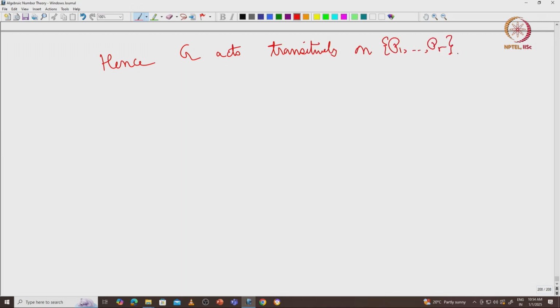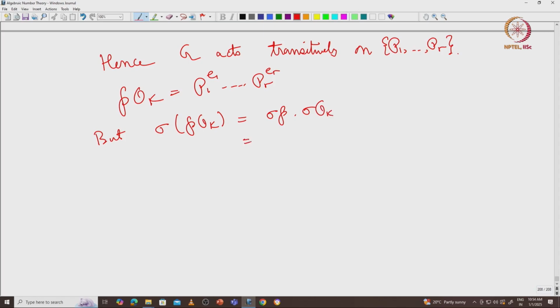So this was the first part of the theorem. Now if you take P OK, this is P1 to the E1 and so on up to PR to the ER. But sigma of P OK is the same as sigma of P times sigma of OK, but they are both invariant under sigma. So this is P times OK. Hence E1 and so on are all equal, and I call them E.